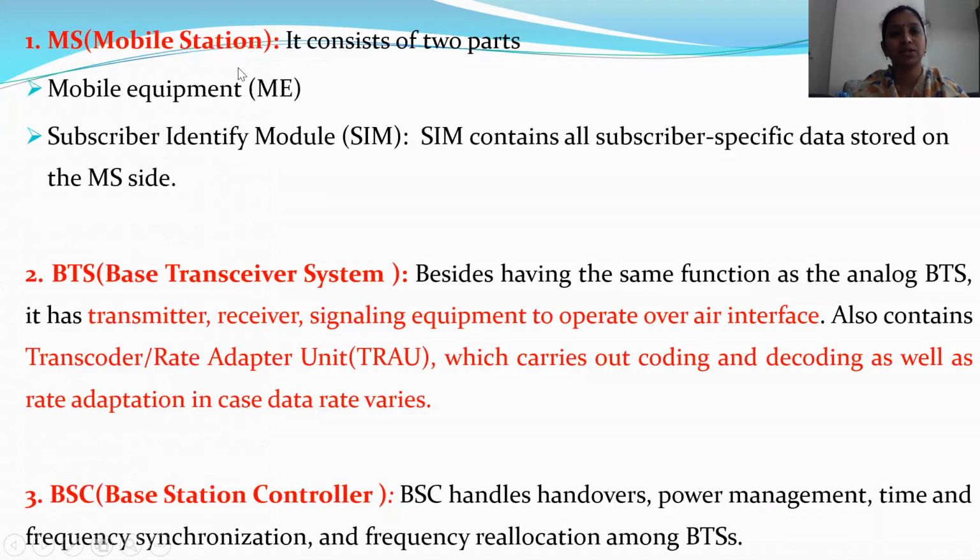Coming to the mobile station, it consists of two parts: mobile equipment and a SIM, which we call the subscriber identity module. The SIM contains all subscriber-specific data stored on the mobile station side. Coming to the base transceiver subsystem, besides having the same function as the analog base transceiver system, it has a transmitter, receiver, and signaling equipment to operate over the air interface. It also contains the transcoder, a data adapter unit, TRAU, which carries out coding and decoding as well as data adaptation in case the data rate varies.